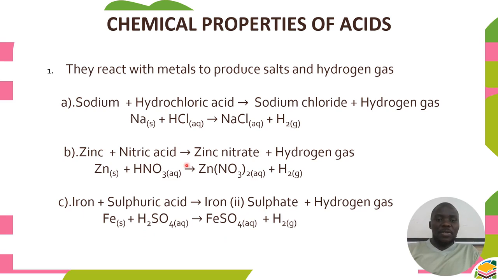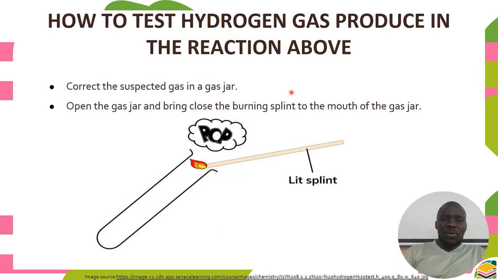So we have different equations. Now you already know how to come up with the equations. We have the reactants as well as the product. So when a metal reacts with any acid, these are the products that we expect. We expect to have a salt and hydrogen gas. So we have talked about the chemical property of acid. We have said it reacts with metal to form a salt and hydrogen gas.